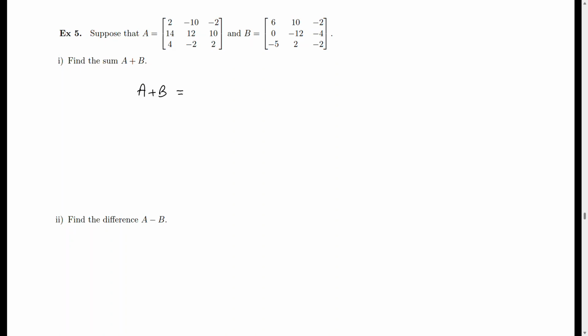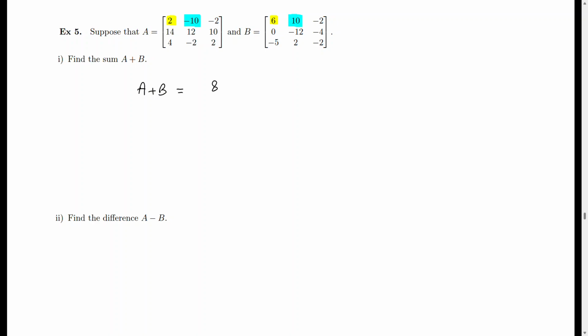And this time I'm not going to highlight everything, just the first few numbers. So I'm adding 2 and 6 with each other. That's going to give me 8. Then I need to add the negative 10 with the 10. That should give me a 0. So let me keep those highlighted for a moment. And the next entry that we'll have to worry about is the negative 2 and the negative 2.